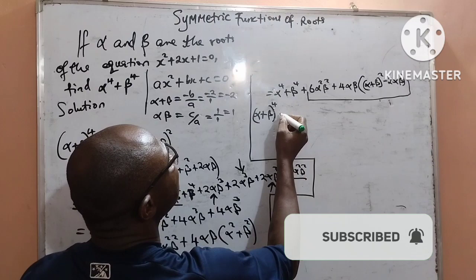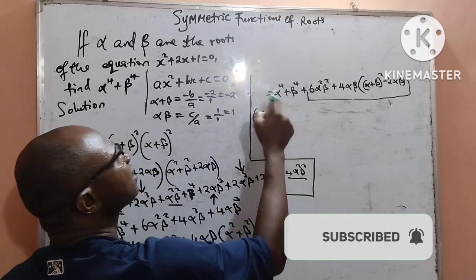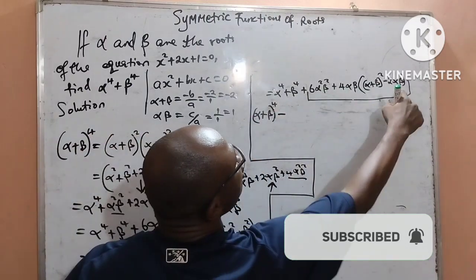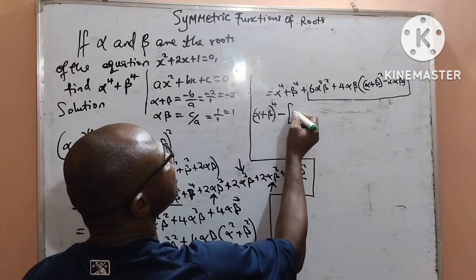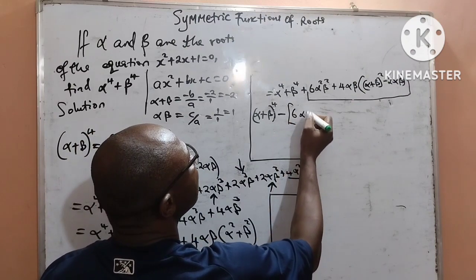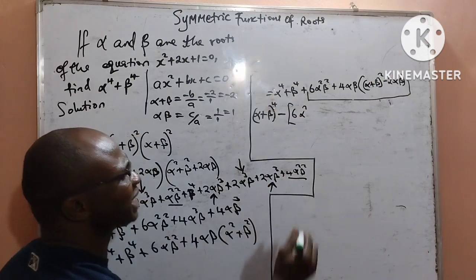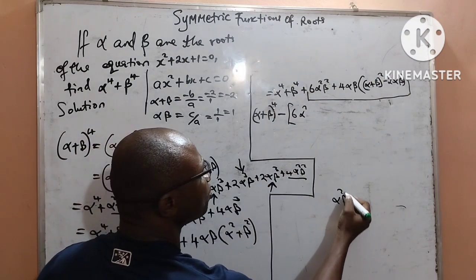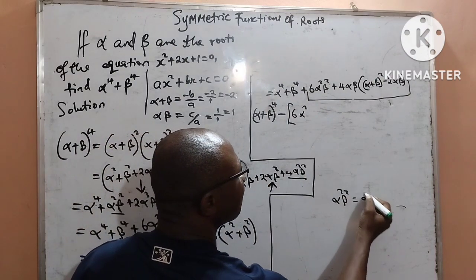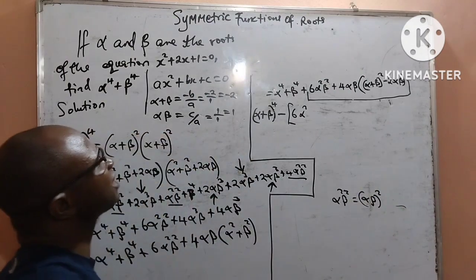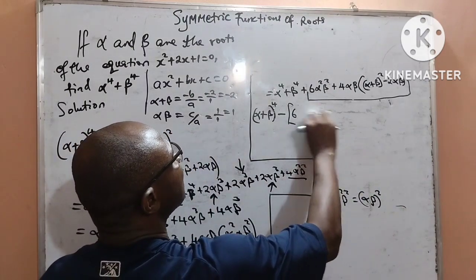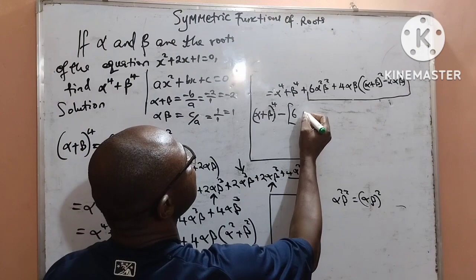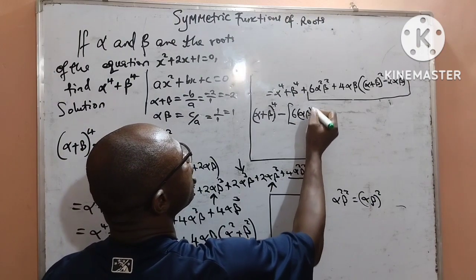So, permit me to move this now to the left. And when that happens, I will now have alpha plus beta to the power 4 minus the whole of this coming together will now be 6, then alpha squared. But do you know that alpha squared beta squared is the same thing as alpha beta all squared? So let's put it like that so that it will be very beautiful. So I now write it as alpha beta all squared.